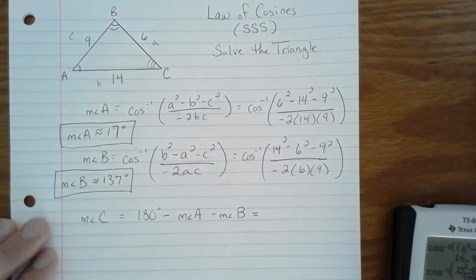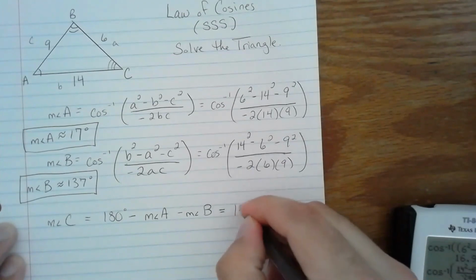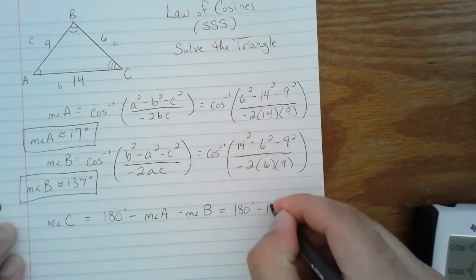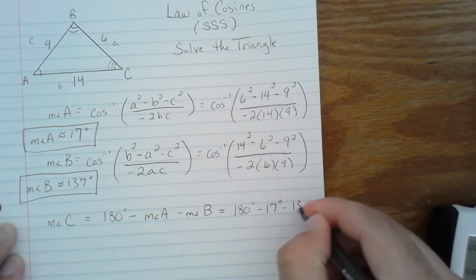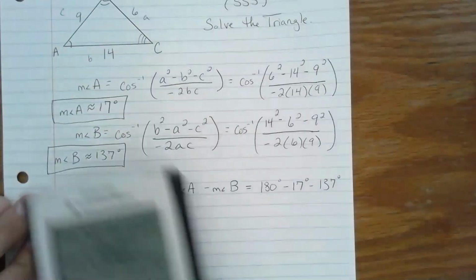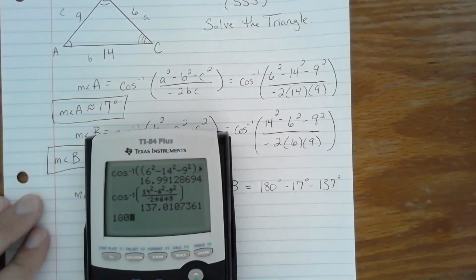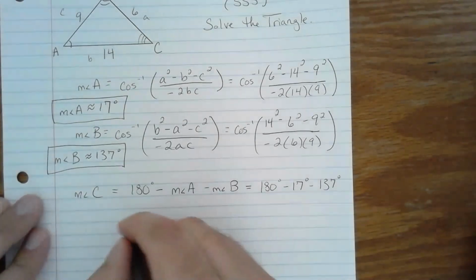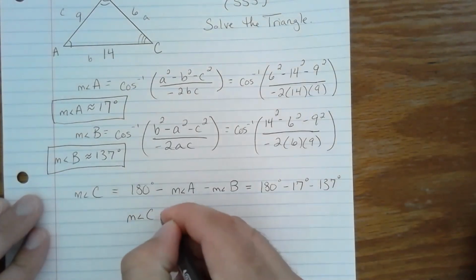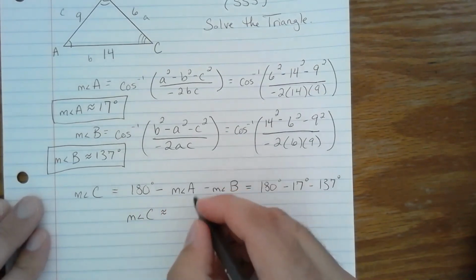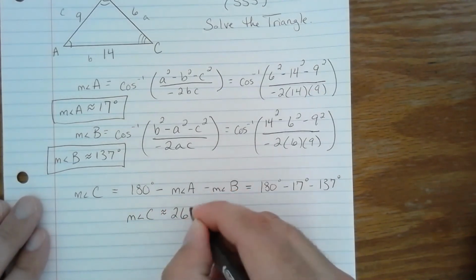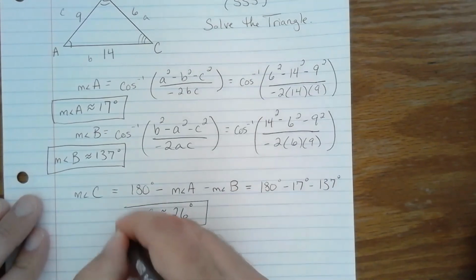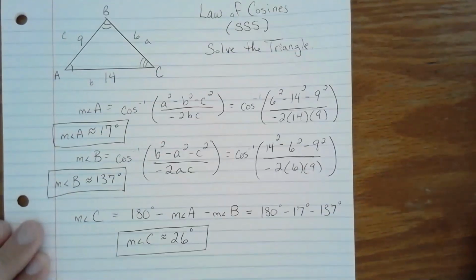We said that there were three answers, so we just need to find what 180 minus 17 minus 137 equals. We'll be a little lazy here and plug that into the calculator. Again, make sure there are no typos. It's easy to slip up and say, oh, this is super easy, and just take the answer and hope it's correct. We're seeing that the measure of angle C, let's say it's approximate since we used rounded values, is approximately 26 degrees. And there we go. We have solved our triangle. We have all three angles that we needed.